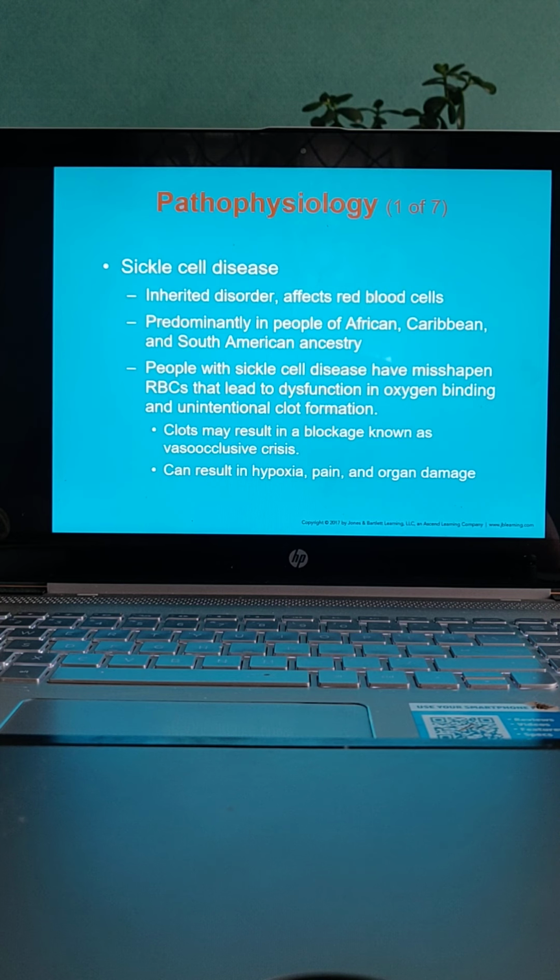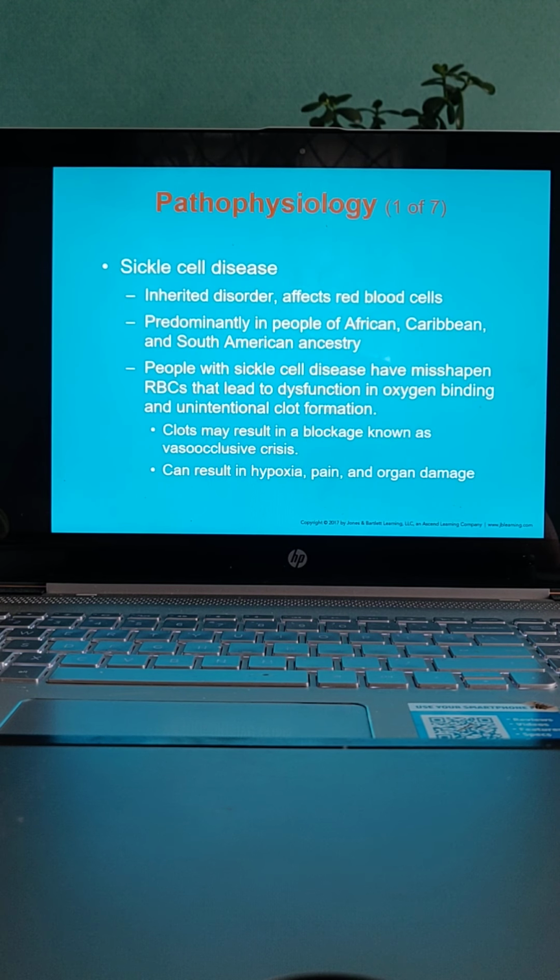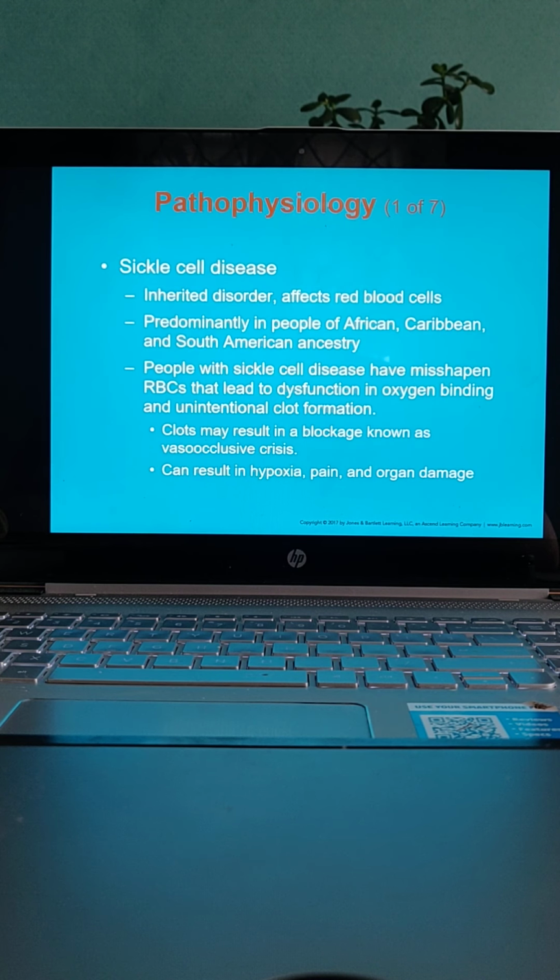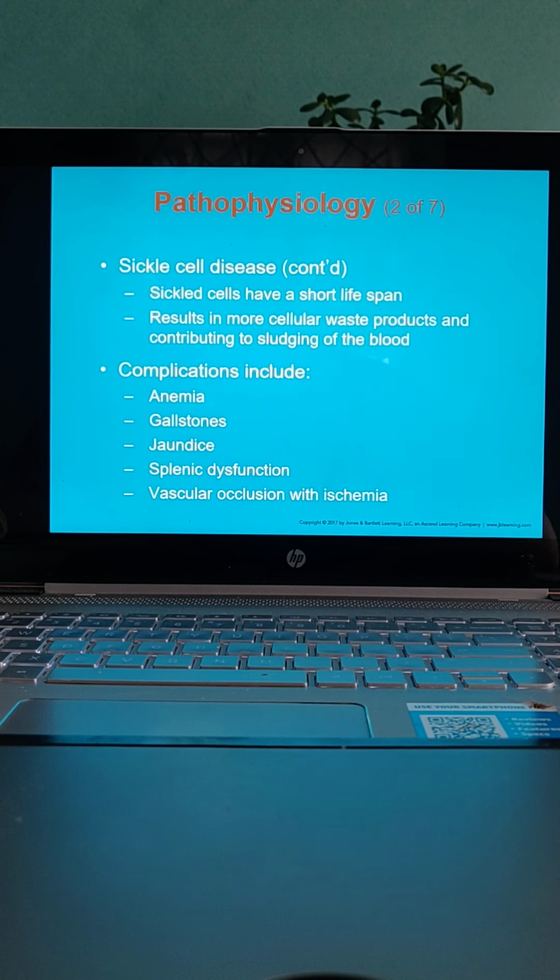People with sickle cell disease have misshapen red blood cells that lead to dysfunction in oxygen binding and unintentional clot formation. Clots may result in a blockage known as vaso-occlusive crisis, and they can cause hypoxia, which is poor oxygen saturation, and pain because the cells are not getting the oxygen that they're supposed to get. As a result, that pain is caused by tissue dying or being injured, and that's going to cause damage to the organs.